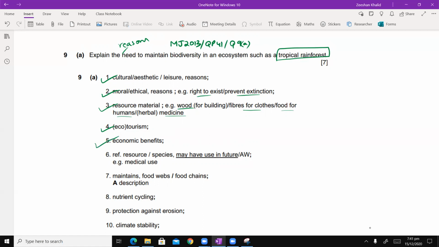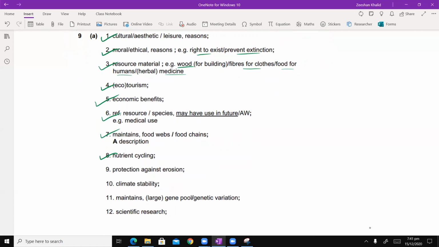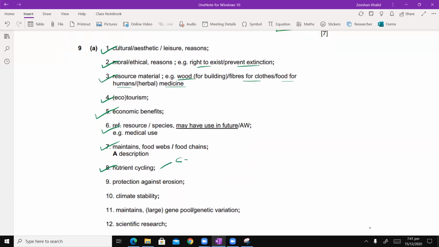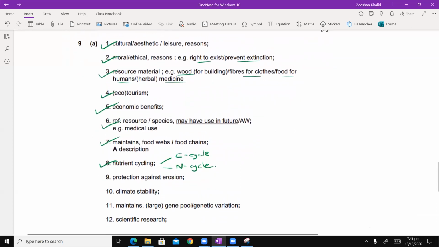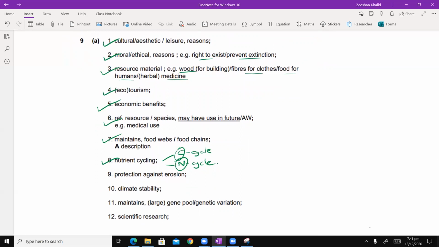Anyhow, economic benefits and then reference to resources, species may have use in future, medical uses, maintains food webs, food chains, nutrient cycling. If you remember, you studied the carbon cycle and the nitrogen cycle in O Levels. So it is very important that we conserve biodiversity because the part and parcel of these ecosystems are these cycles, carbon and nitrogen, and even water cycles. If these are not there, these cycles will get disturbed, and the flow of carbon and nitrogen within an ecosystem gets disturbed, which is detrimental and can be one of the factors leading to extinction.